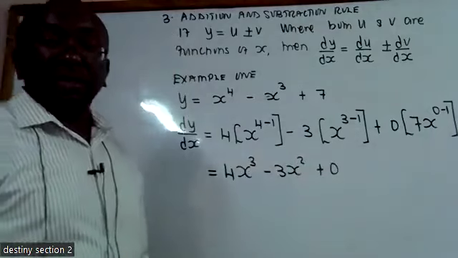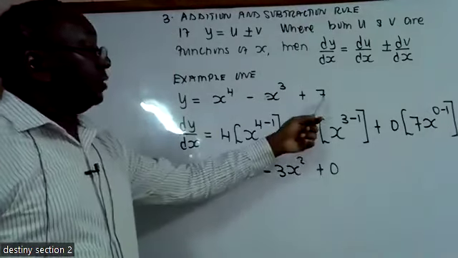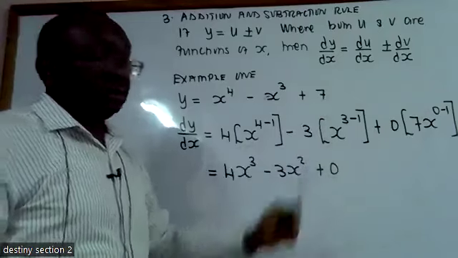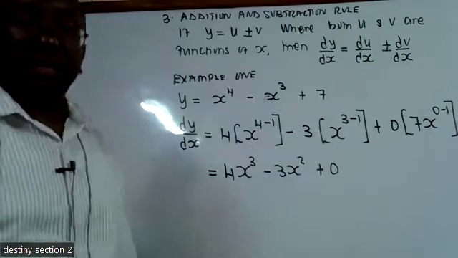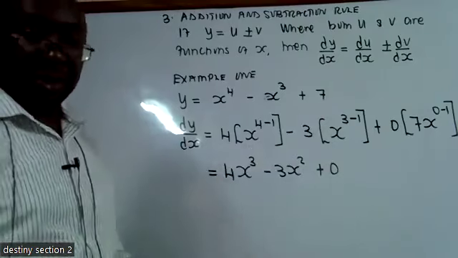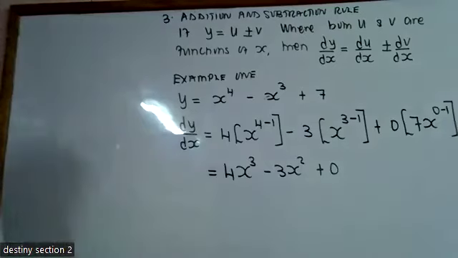Remember, in our constant rule, we have said that the differential of a constant is 0. That's why you're getting it there. That one is as simple as that. Let's go to the next one.